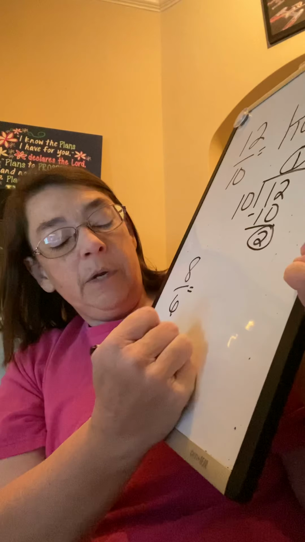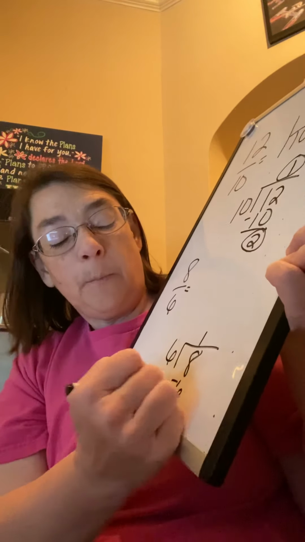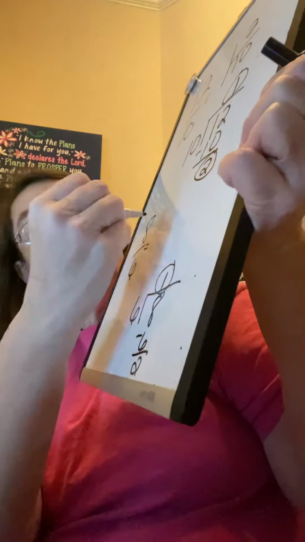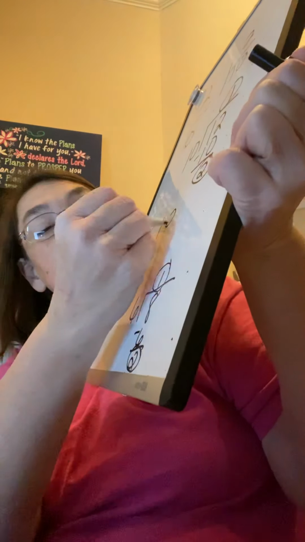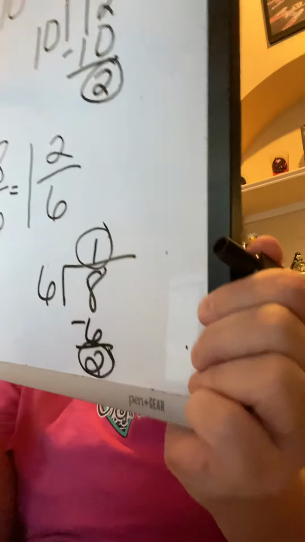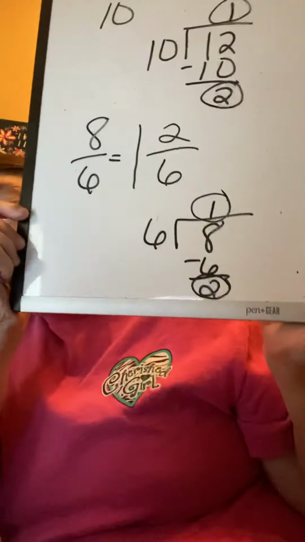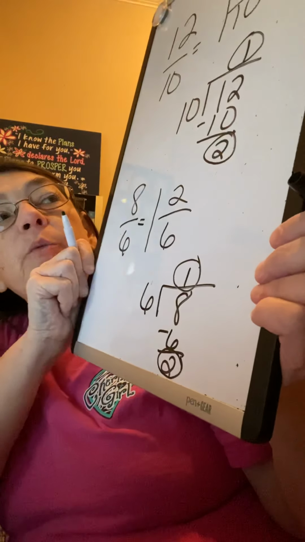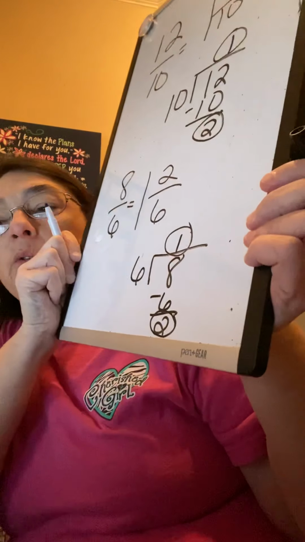This one, we'd have had 6 divided into 8. Goes in one time, with a remainder of 2. So this is my whole number. My remainder becomes my numerator. And my denominator stays the same. Can you repeat the answers? So the first one was 1 and 2 over 10. And the second one was 1 and 2 over 6.